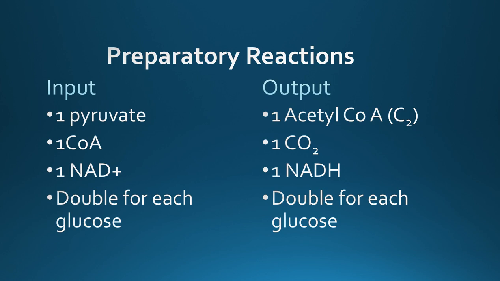Here's our ins and outs for our prep reaction. We put in 1 pyruvate, 1 CoA, 1 NAD+. We get out 1 acetyl-CoA 2-carbon compound, 1 carbon dioxide, and 1 NADH. Again, we have to double this for every glucose because each glucose splits into 2 pyruvates.